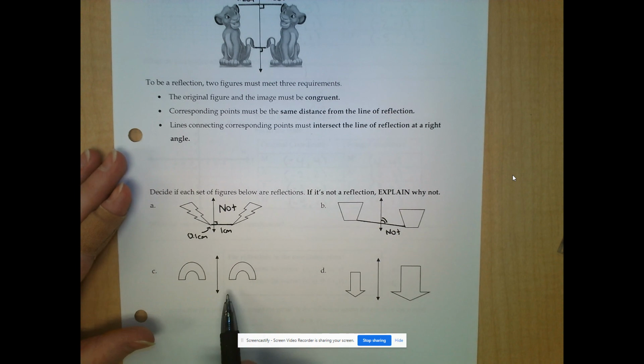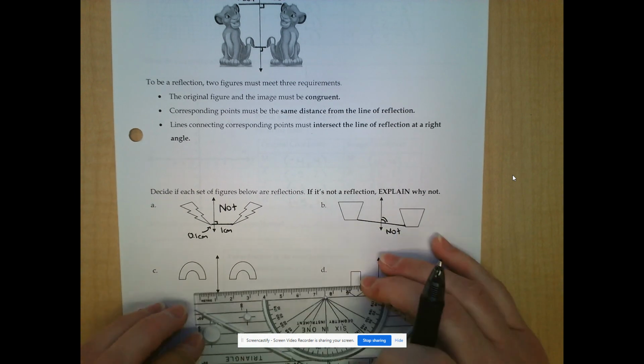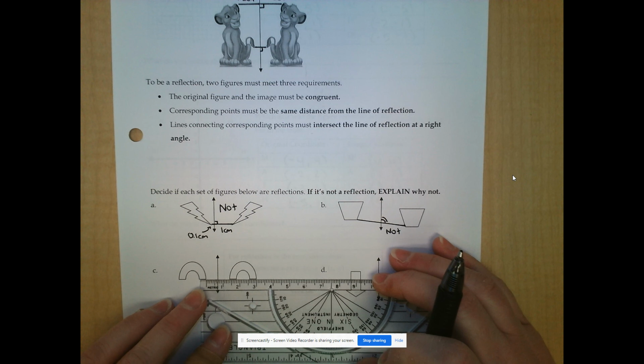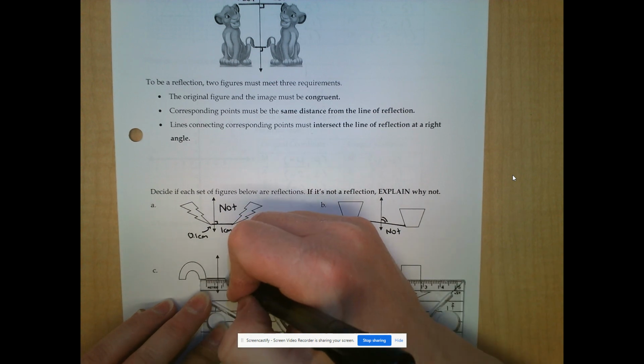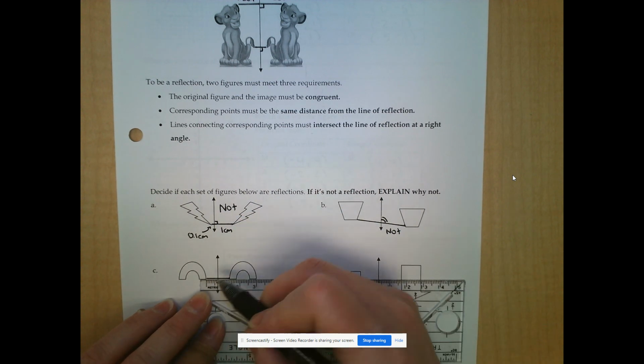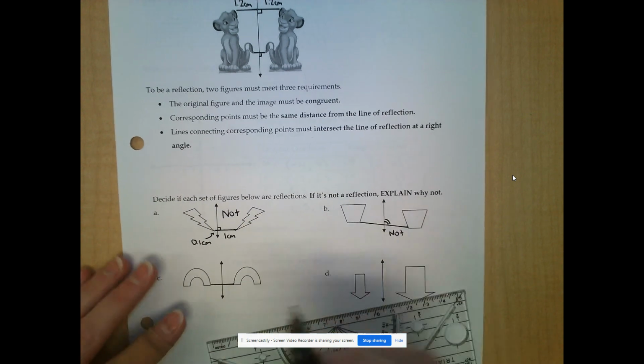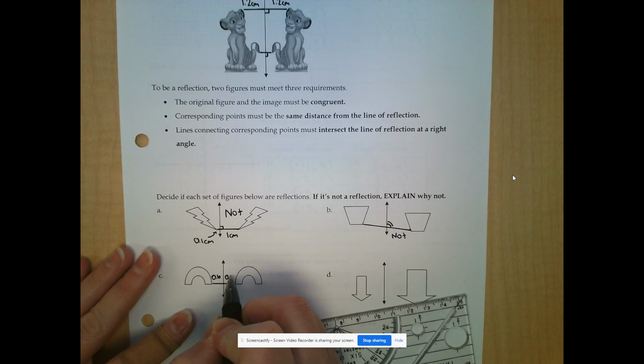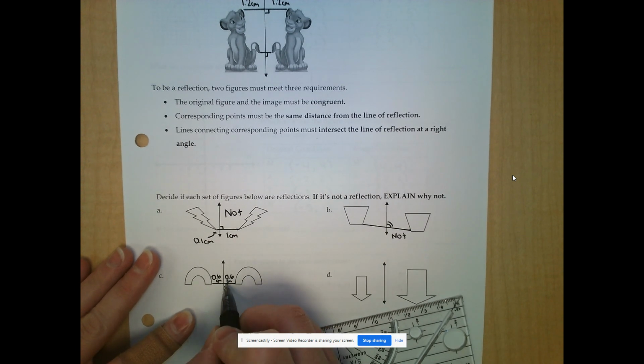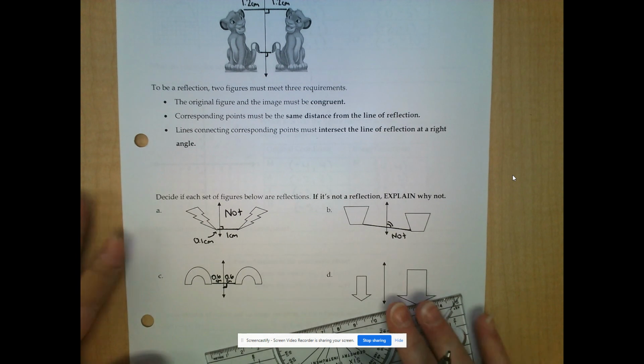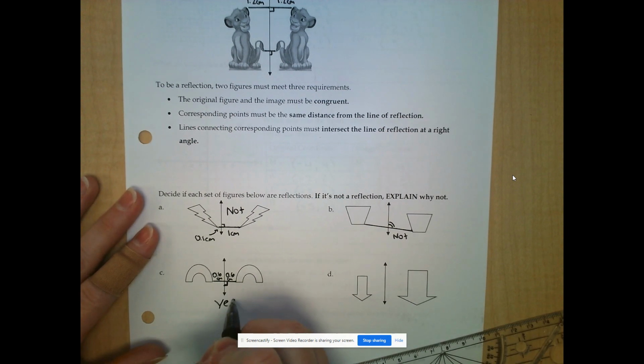Now here we've got this sort of rainbow elbow macaroni look. They look like they are congruent, same size, same shape. They are also about the same. Let's see, this is about 6/10 and about 6/10. So they are about the same distance from the line of reflection. And when I connect them, they make a right angle. So that one is a yes.